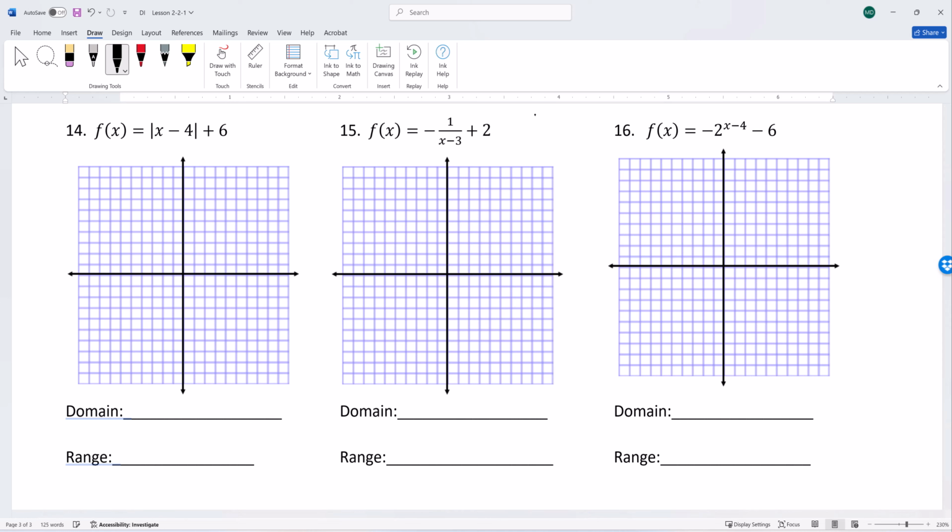This is a rational where you have a vertical and horizontal asymptote. And your graph kind of goes around it like that. And this is exponential. It starts at 0, 1 and has a horizontal asymptote at y equals 0.